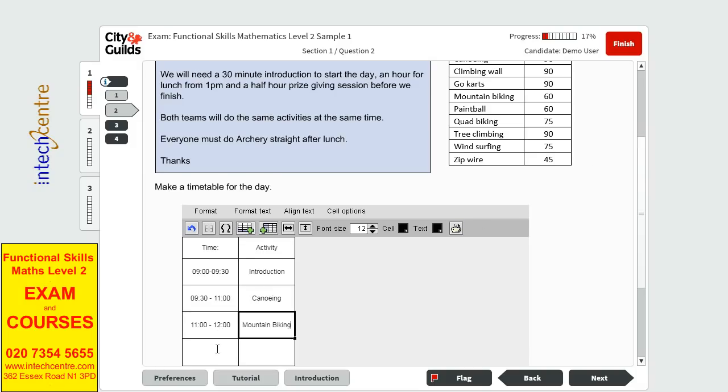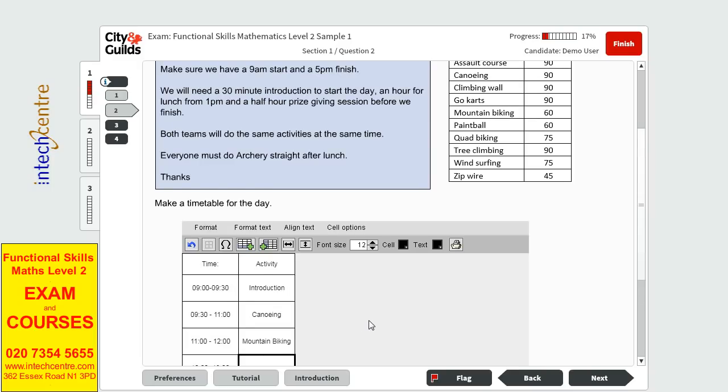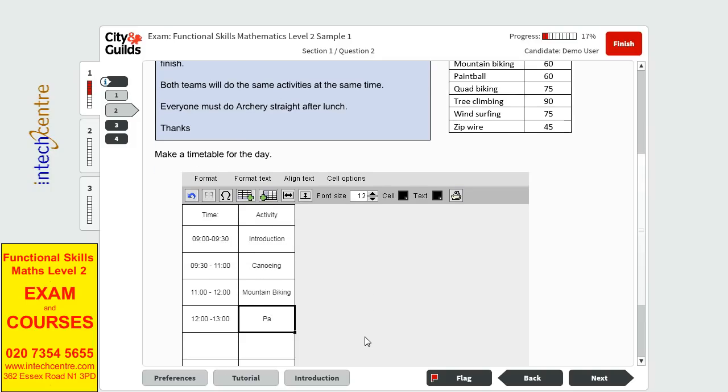Great. And then from 12 to 1 o'clock we are going to have paintball, because it's another hour, so that we get to 1 o'clock with one activity after the next. Perfect. And then from 1 o'clock to 2 o'clock there will be the lunch.